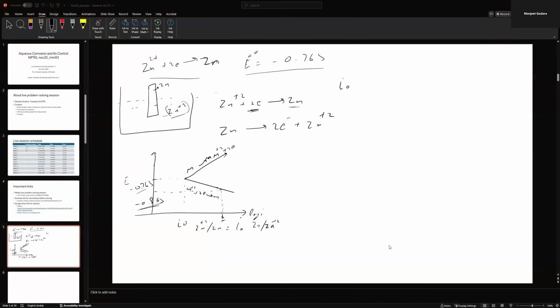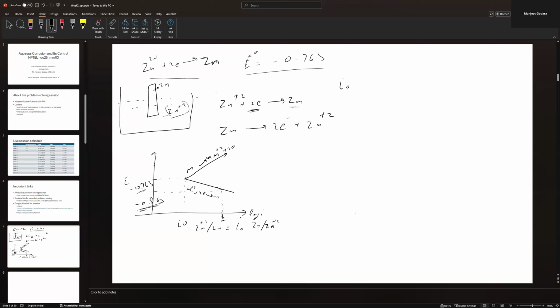Changing this potential from the equilibrium potential is also called polarization of the electrode. Here, this is acting as the electrode, we are making a zinc electrode. So if you disturb it from the equilibrium position, you are polarizing the electrode.